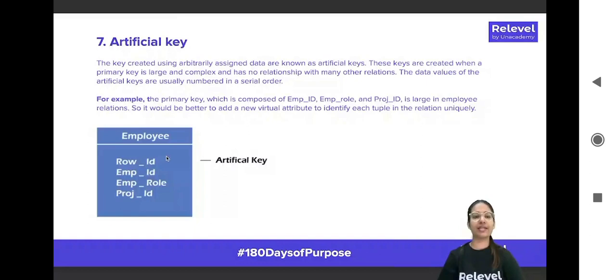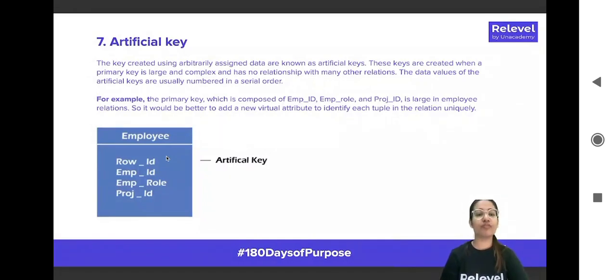And now with this, the last one that we will talk about is the artificial key. Now the keys created using arbitrarily assigned data are known as artificial keys. These keys are created when a primary key is large and complex and has no relationship with many other relations. Sometimes in a table you pick a primary key, right, which has literally no relationship with other tables. Okay, it is not being used as a foreign key in other tables.